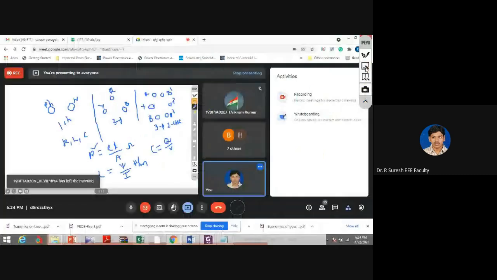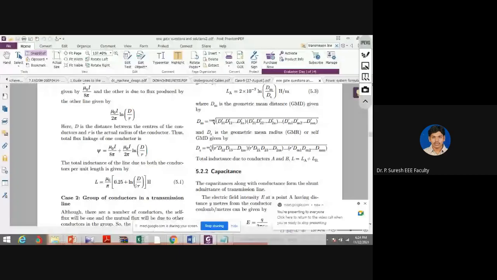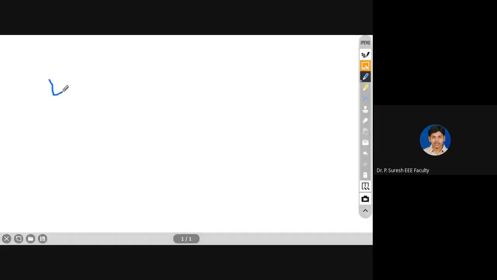The screen is visible. So let us take a single phase two-wire transmission line. What is the inductance formula? For a single phase two-wire system, I directly use this formula: L equals 2 into 10 power minus 7 ln of Dm by Ds. The unit is Henry per meter.